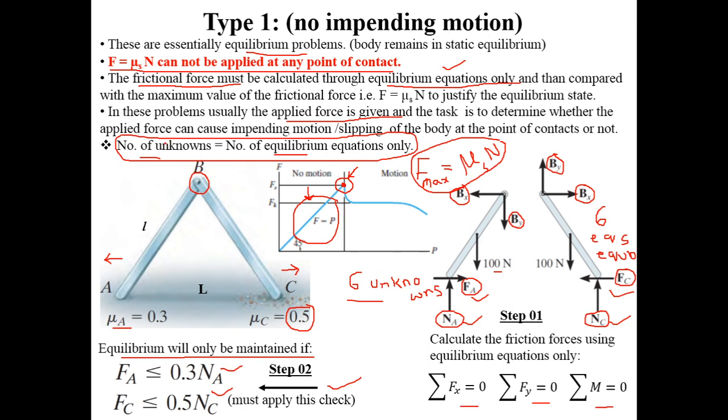In these problems, the number of unknowns will be equal to the number of equilibrium equations, and you will be asked to find out whether in a given condition the body will remain in equilibrium or not. Okay, so you cannot use f equals to mu s n in these problems at all, and you have to apply the check in the end.